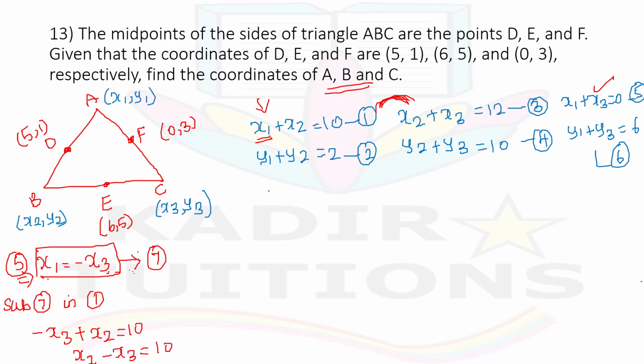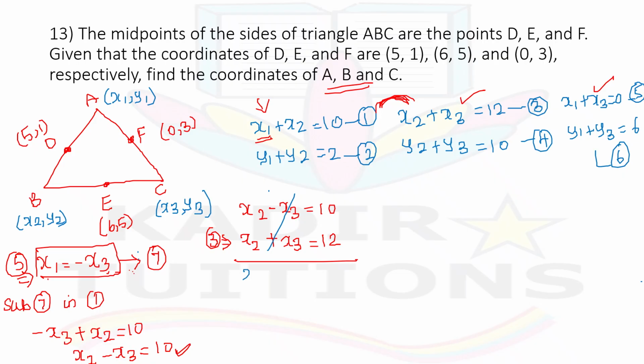Now we can compare this first equation with the third equation. What is our first equation? After rewriting x1, we get x2 minus x3 equal to 10. And what about our third equation? It is x2 plus x3 equal to 12. Now if you add, x3 is going to get cancelled because of the alternate sign, and x2 will become 2x2, which is equal to 22. So the x2 value is 22 by 2, which is 11.